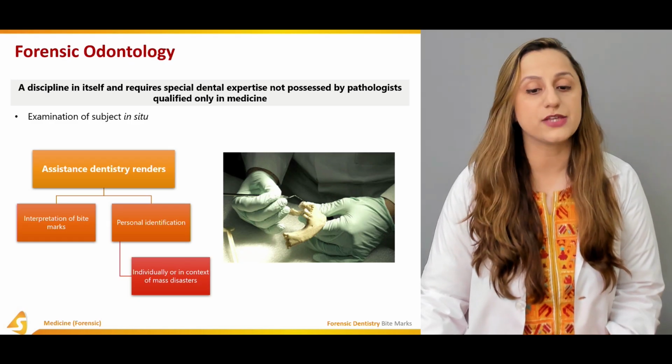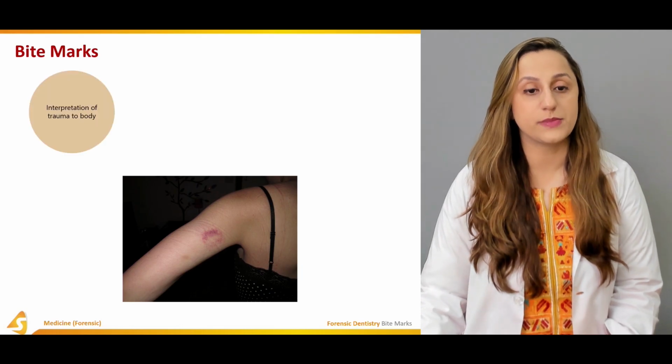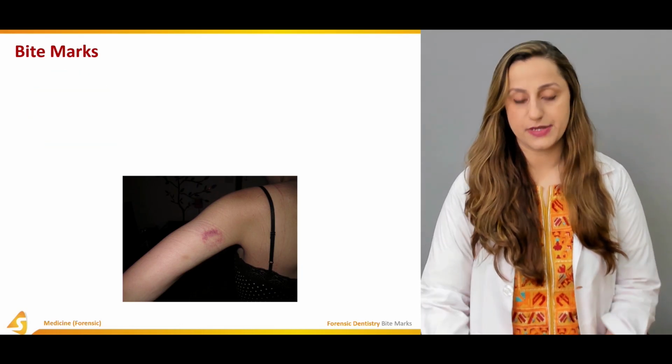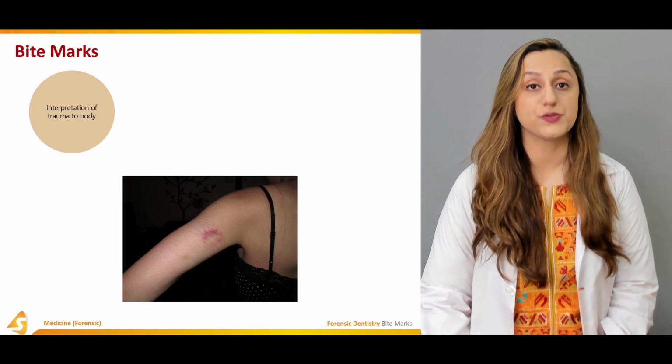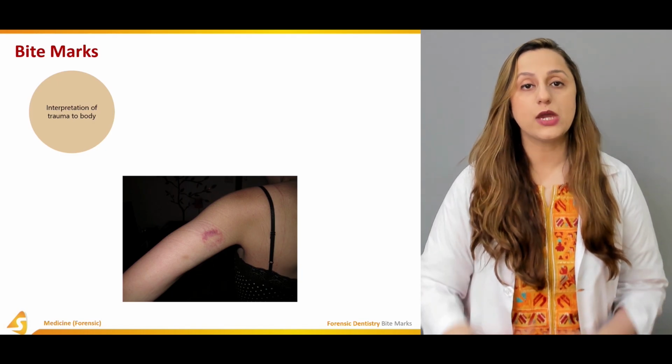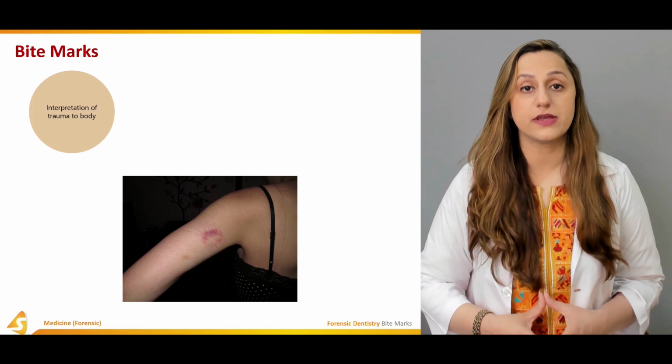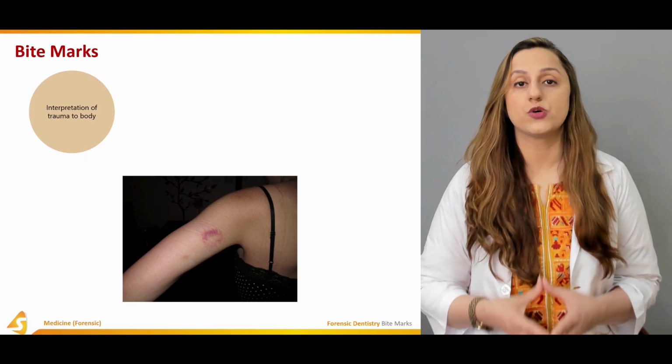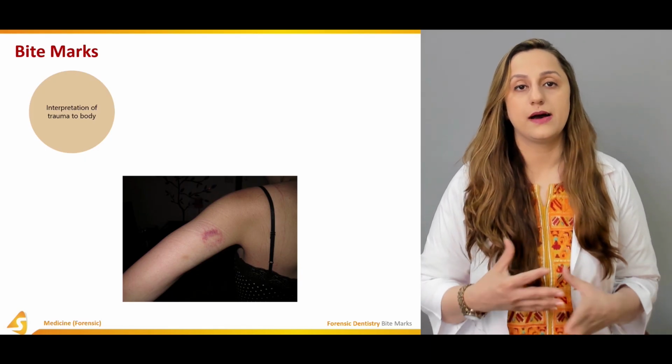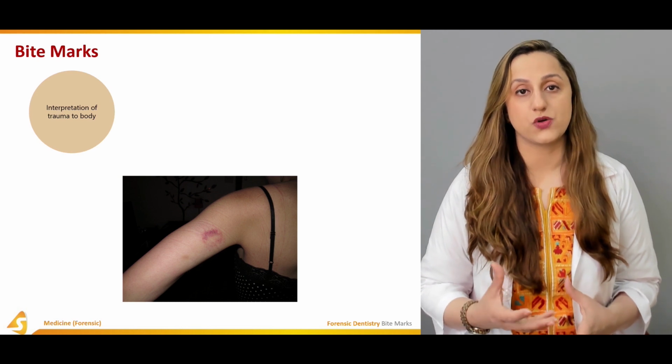So we'll identify through all of these phenomena. Whenever we are considering the bite marks in detail, it basically gives us an interpretation of trauma to the body. Here we'll have to suspect whether it was an accidental trauma, a suicidal, or a homicidal intent of the trauma.